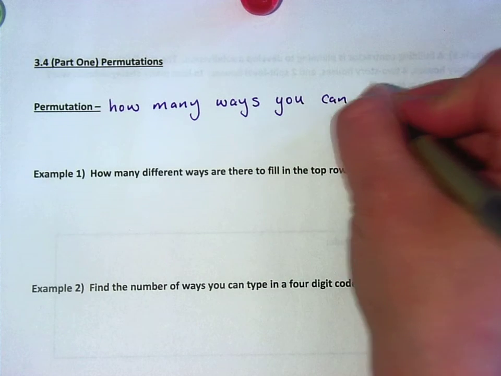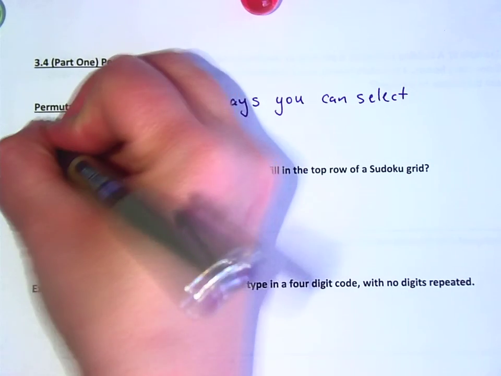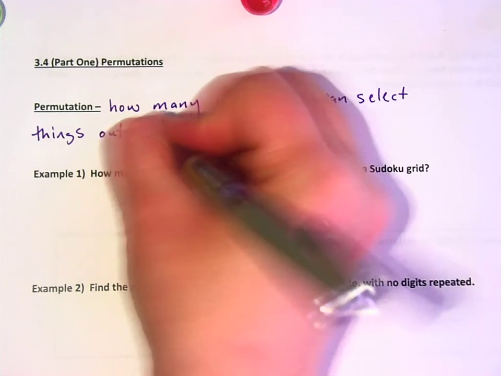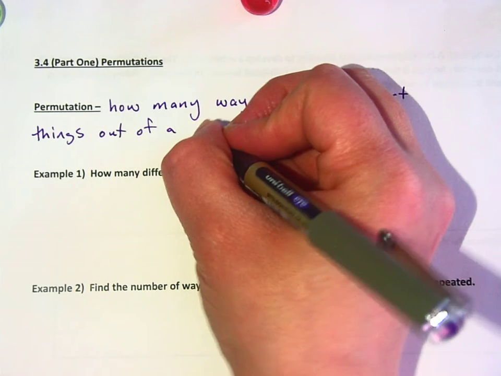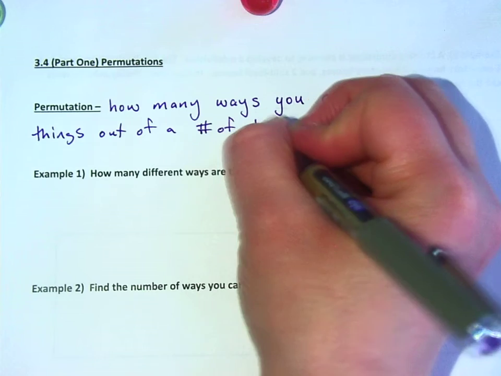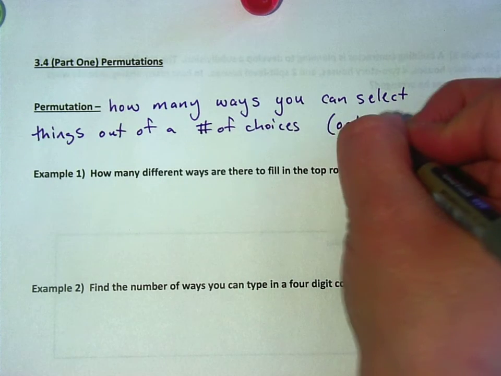how many ways you can select things out of a certain number of choices, and order matters.